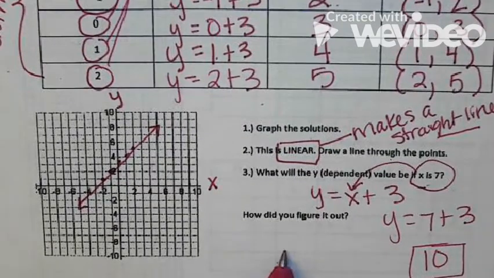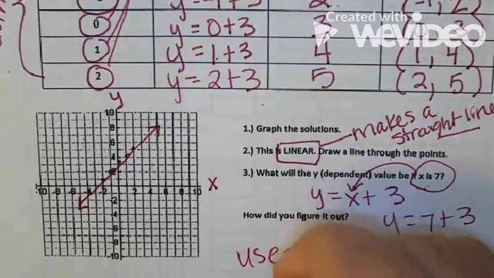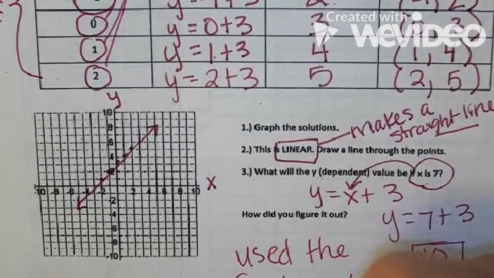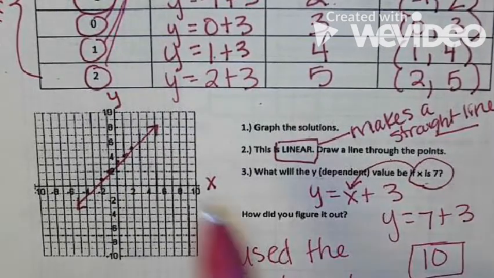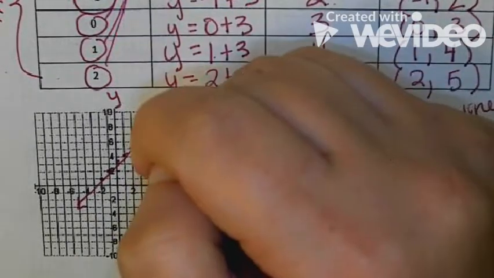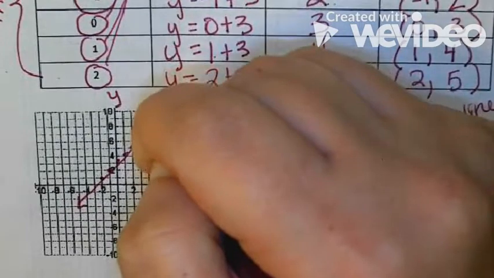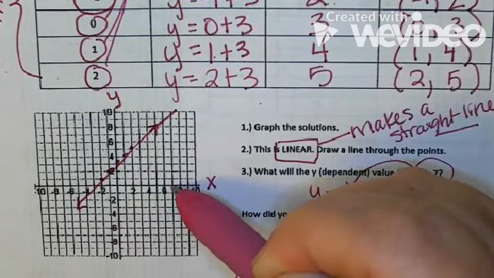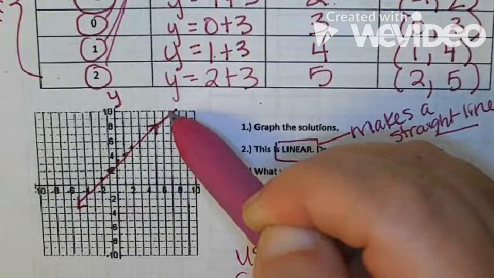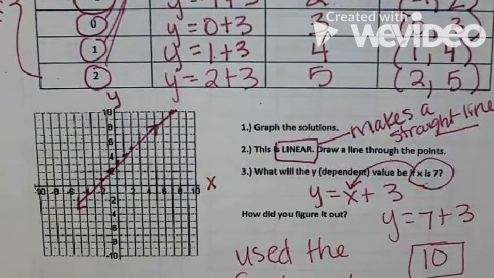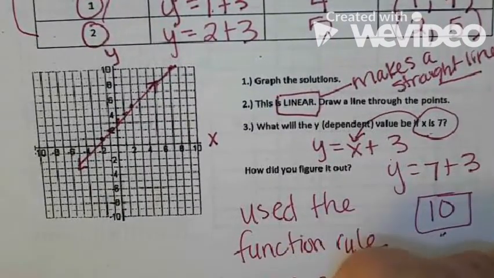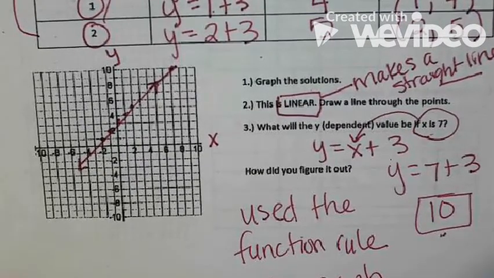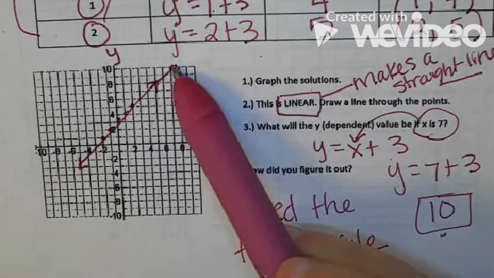And how did we figure it out? We used the function rule. Good job. We can also, if I extend my line all the way to keep going, we can also use the graph. If we graphed accurately, go over to 7. If x is 7, where does it cross? It crosses at 10. So we could also use the graph to pull off that point that when x is 7, y is 10. 7, 10.